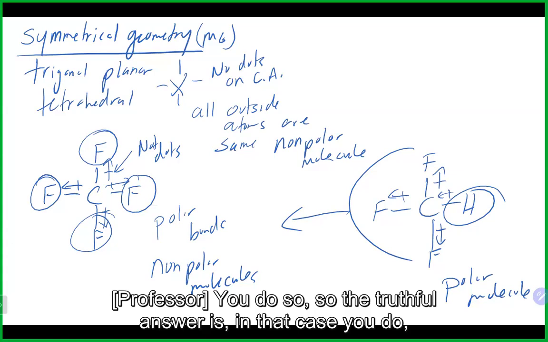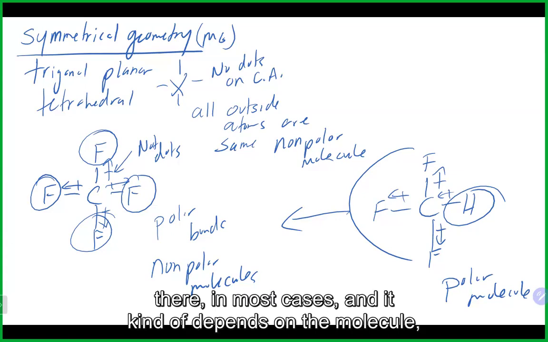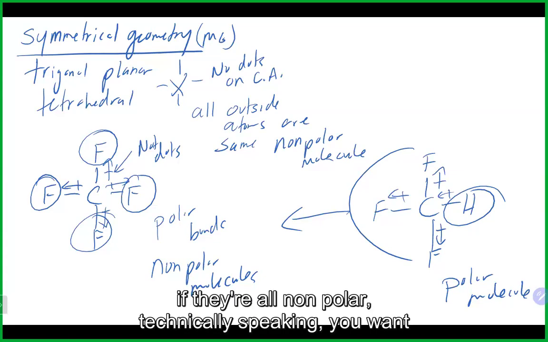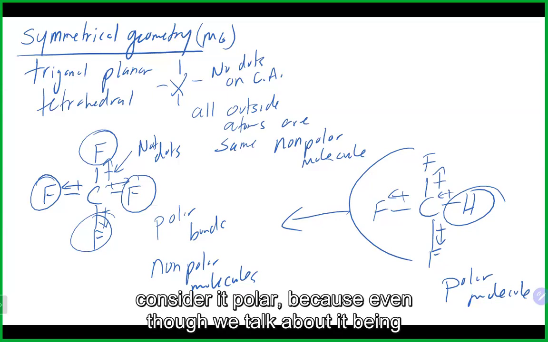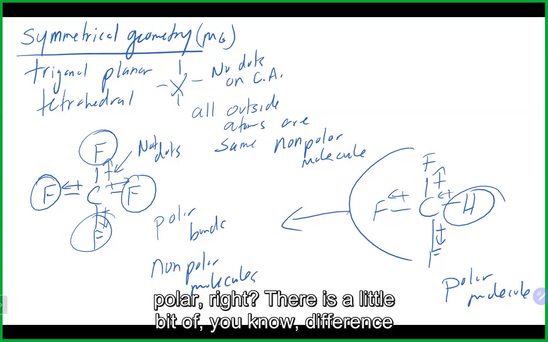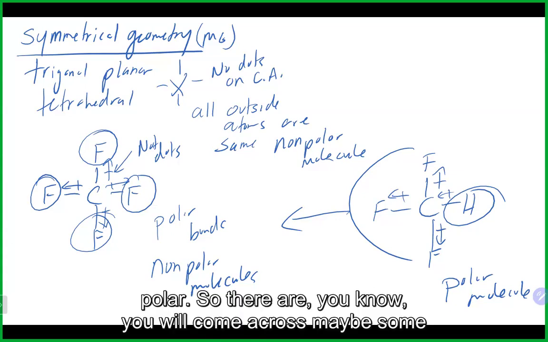You do. So the truthful answer is, in that case, you would default back to the first thing there. You probably, in most cases, have to have a polar bond. It depends on the molecule, but you do need to at least have a polar bond somewhere. So if they're all nonpolar, technically speaking, it would probably be nonpolar, but people might still consider it polar, because even though we talk about something like CH4 being nonpolar, it's not perfectly nonpolar, right? There is a little bit of difference there, but not enough to be considered polar in normal cases.